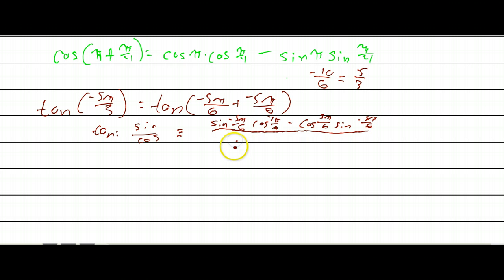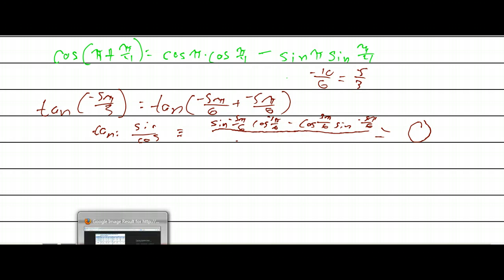And for cosine, honestly, you don't have to do it because you see these two are the same thing. Sine of 5 pi over 6, cosine of 5 pi over 6, same thing as these two. So you know this is going to be the same value as this. So you know this is just going to be 0. Okay. That's pretty simple.